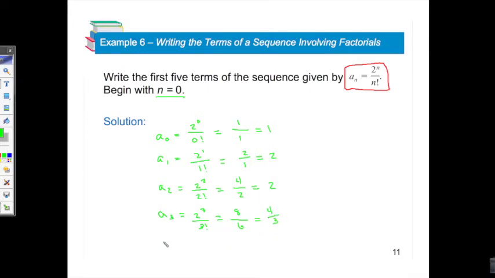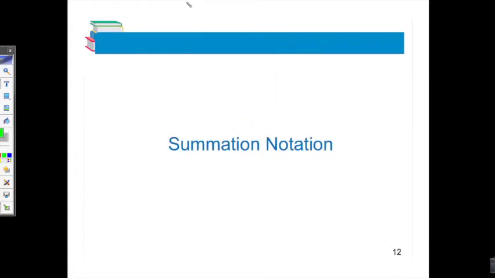And my last one, my fifth term, a sub 4, is 2 to the fourth over 4 factorial. Now 2 to the fourth is a nice 16, and 4 factorial is 1 times 2 times 3 times 4, which is a 24. Simplified down gets me 2 thirds. So we have a very interesting sequence going on here. 1, 2, 2, 4 over 3, 2 over 3. Very, very different from the ones we looked at on the last page.